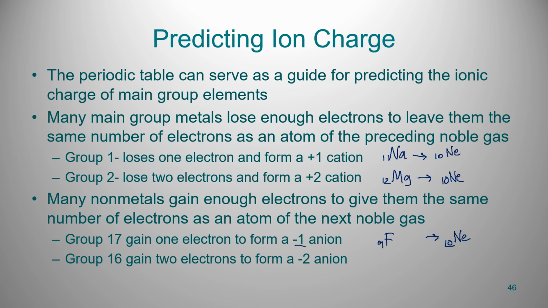It gains 1 electron. And then those in group 6A or 16, something like sulfur. Let's do sulfur. Sulfur has 16 protons and 16 electrons. It wants to be like its neighbor, the noble gas argon, which has 18 electrons. So again, it wants to gain 2. So it's going to become a -2 ion. I have a picture of that coming up in a minute.